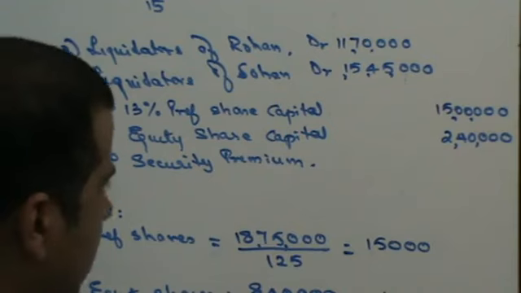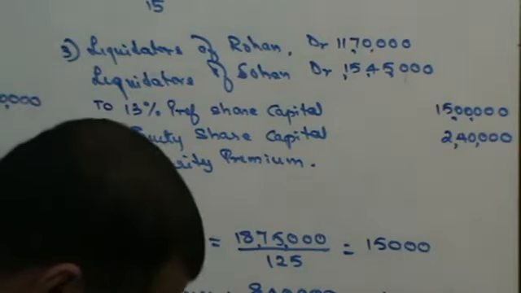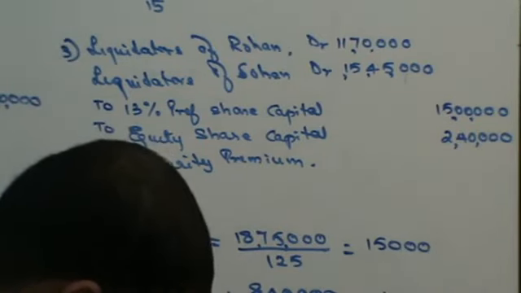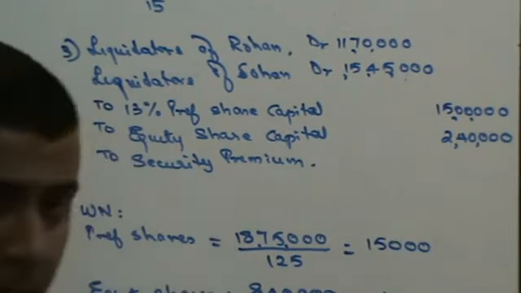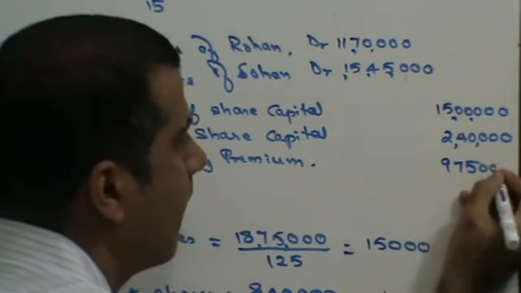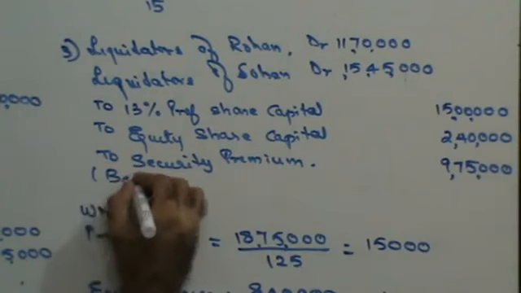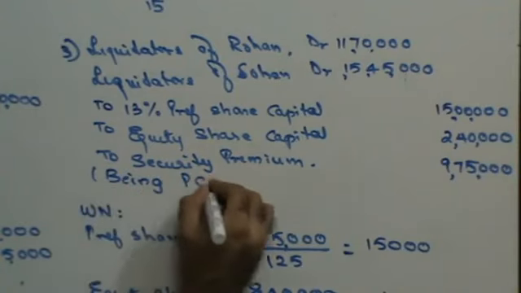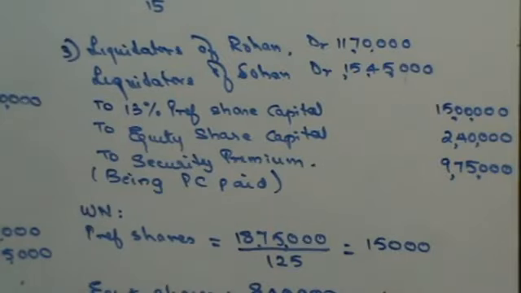27,50,000 minus 17,40,000. How much is your security premium? Someone check your security premium out. 9,75,000. Is the security premium 9,75,000? Right. So you paid the purchase consideration, right?